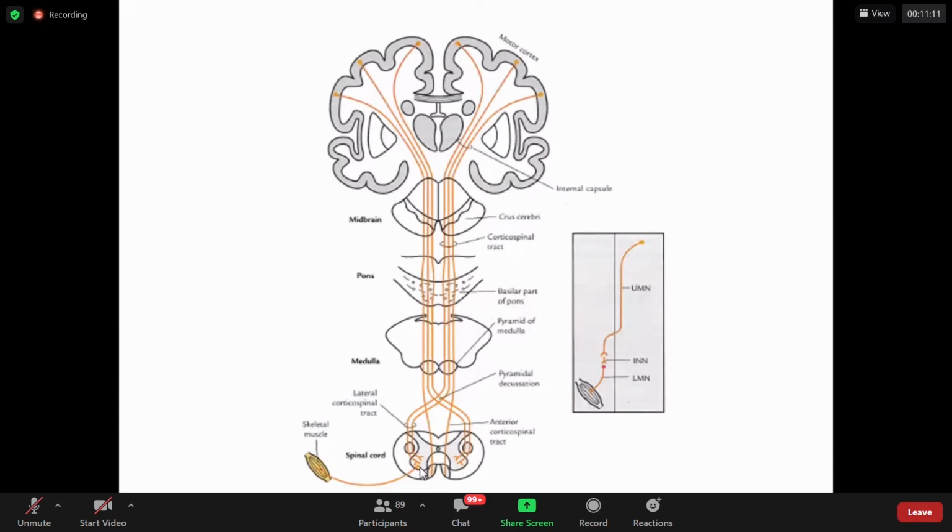Similarly, the example of lower motor neuron is not only the anterior horn cells of the spinal cord, but similar or homologous cells. Lower motor neurons are present in the brainstem, that is, the motor nuclei for the motor fibers of the cranial nerves.